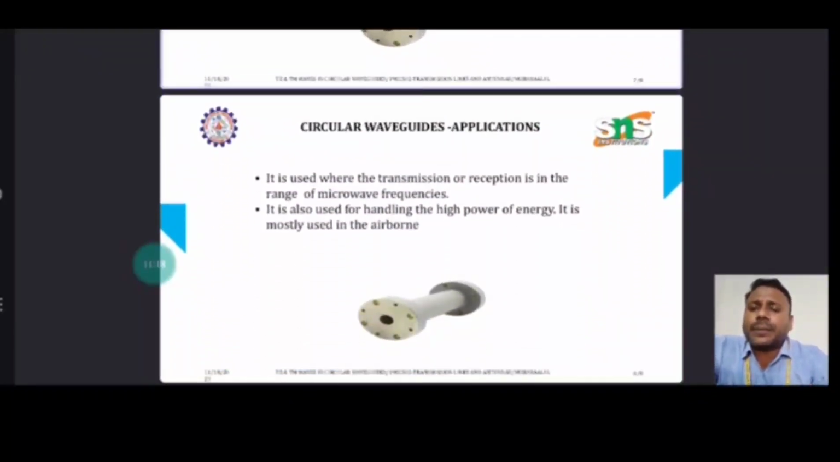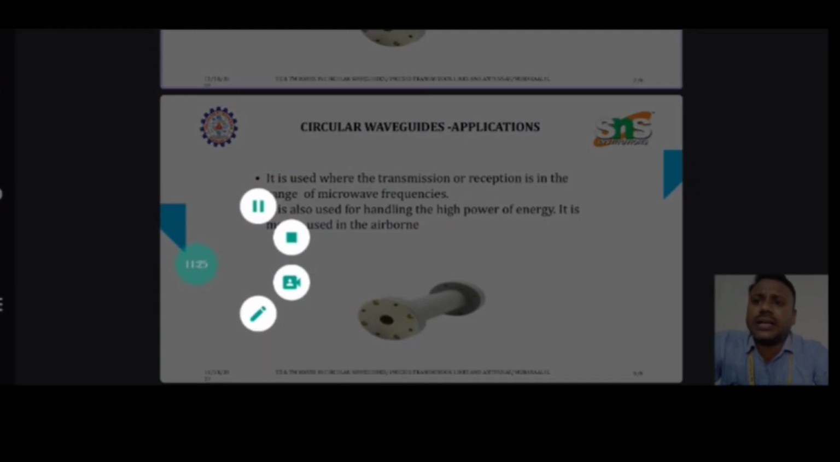In the upcoming session we will see the circular waveguides magnetic intensity and progressing of operations.